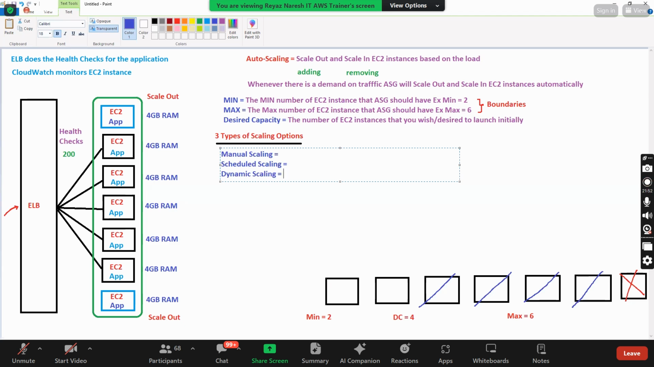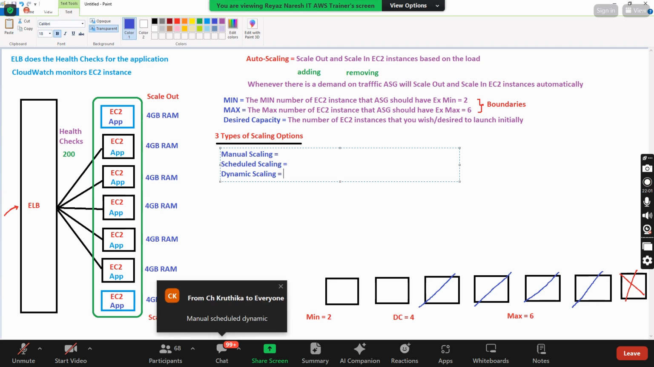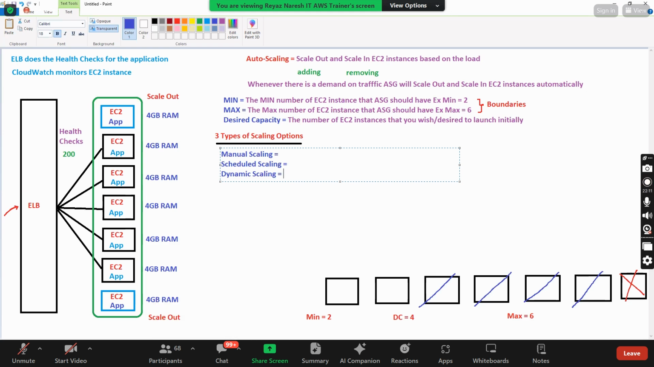So, Nana, see here. Manual scaling meaning, let's say you have minimum 2, maximum 6, desired 4. So now, how many EC2 instances are running? 4, because desired capacity is 4. Now, I want to launch one more EC2 instance. Can I go and edit the desired capacity from 4 to 5? When I modify, what will happen? One more EC2 instance will get launched.